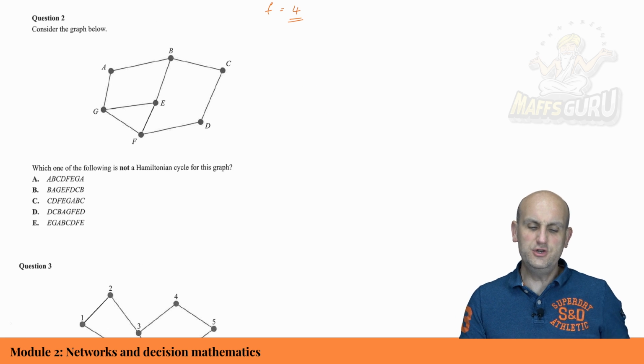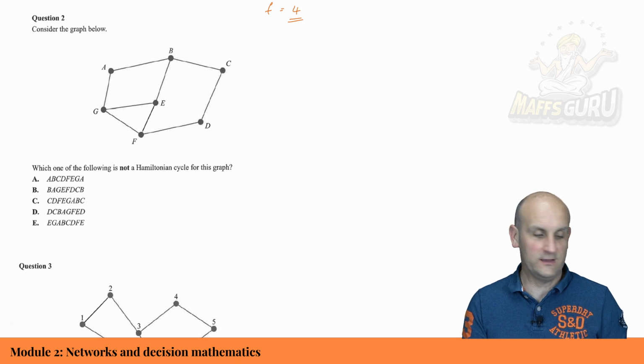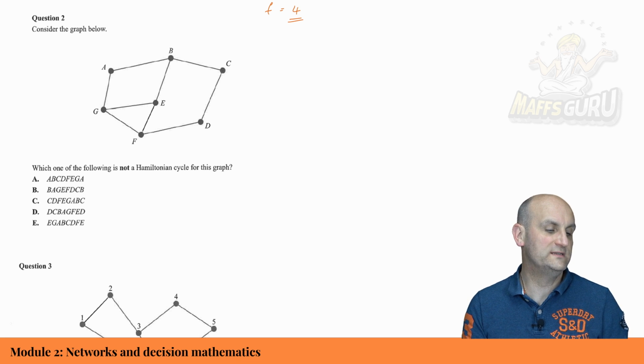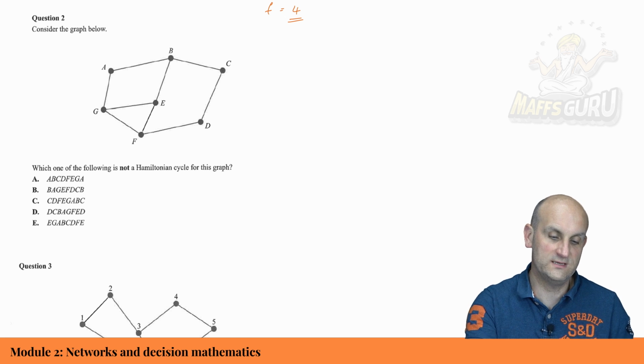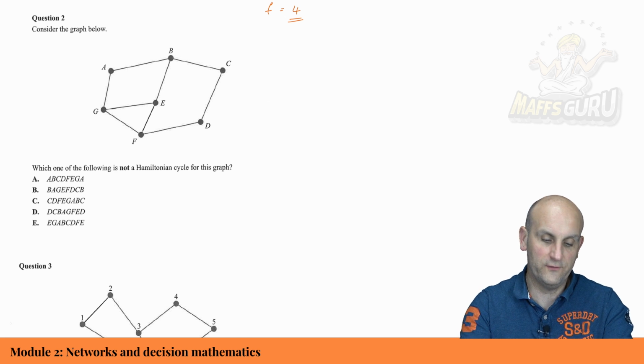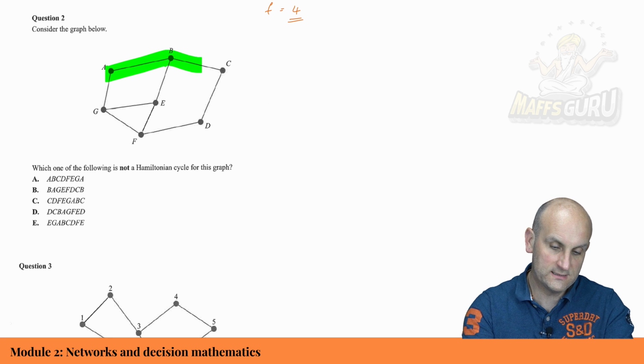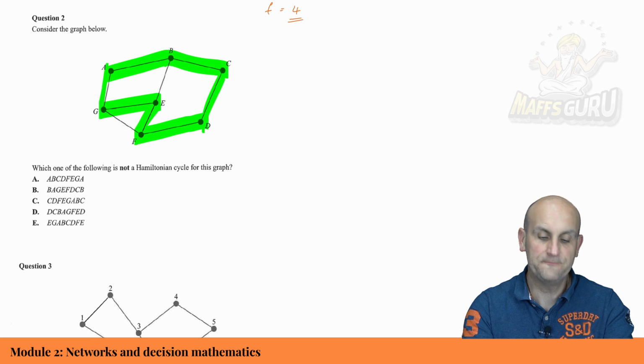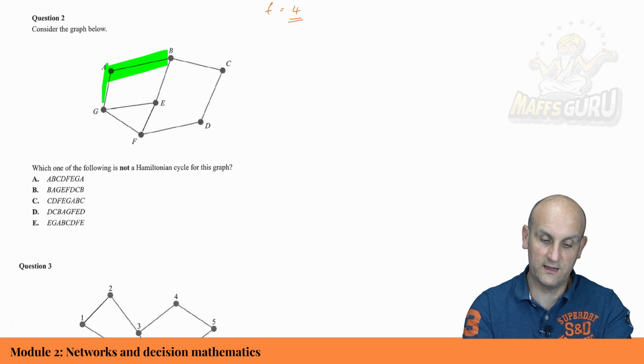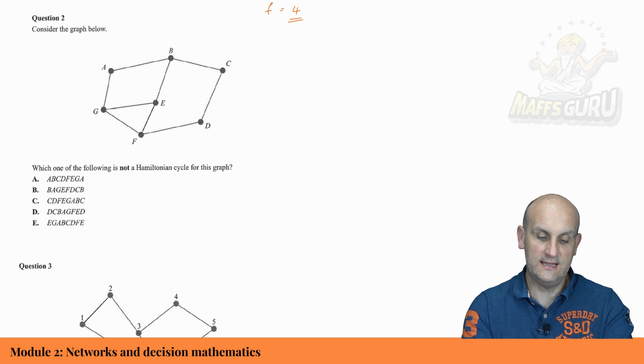Consider the graph below. Which of the following is not a Hamiltonian cycle? Again, I have to look that one up. A Hamiltonian cycle will visit each vertex only once, and will start and end at the same one. So if we look at the first one, A, B, C, D, F, E, G, A, that is a Hamiltonian cycle. So, yep, that actually works, so A isn't the correct answer.